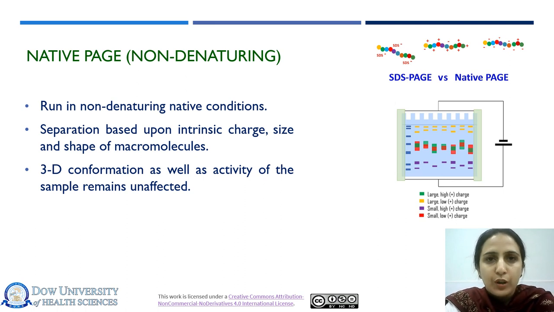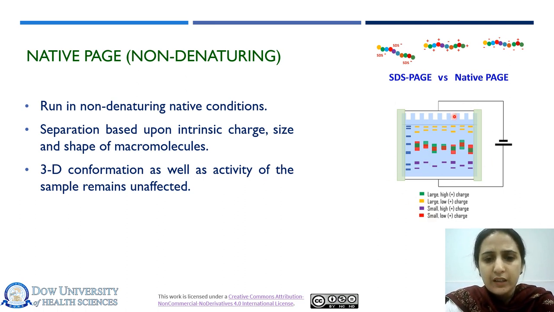The other type of polyacrylamide gel electrophoresis is called the native PAGE or the non-denaturing PAGE. Compared to the SDS-PAGE, in native PAGE, we do not use any ionic detergent, that is the SDS. Therefore, in this case, the protein samples are run under non-denaturing and native conditions. And the separation here, rather than on the basis of molecular weight as we have seen in SDS-PAGE, is based upon the intrinsic charge, size and shape of the molecule. The advantage of using native PAGE is that the proteins remain in their native conformation, that is their natural 3D conformation, and therefore the activity of those proteins remains unaffected.